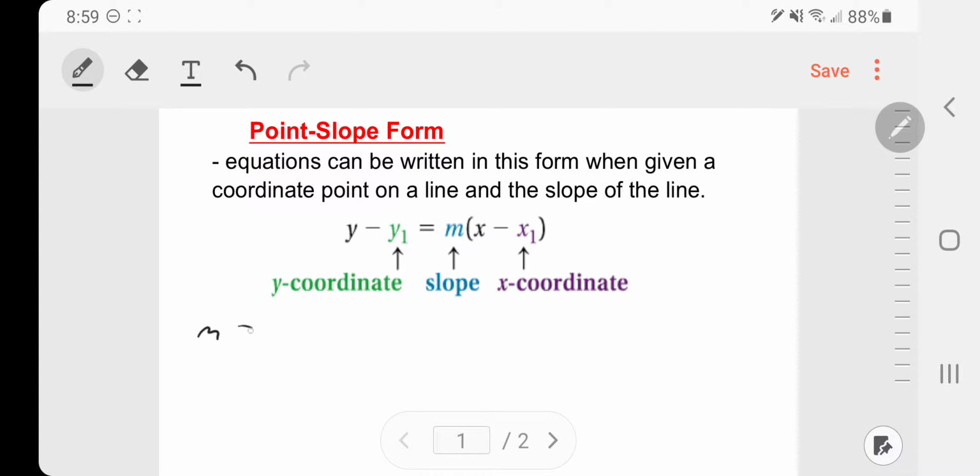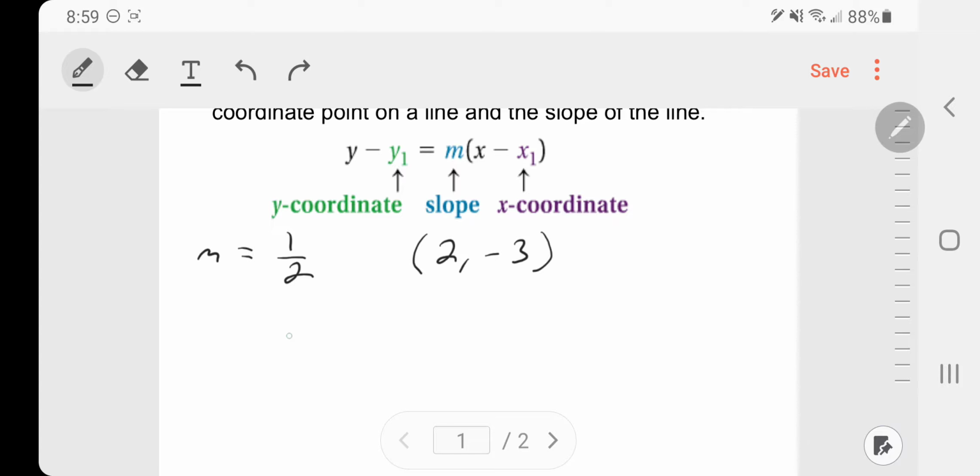Okay, so let's take a look at an example here. If I was to say we had a slope of 1/2 and it contained on the line the point (2, -3), how would we fill in our values here to write it in point-slope form? Okay, so we'd have y minus. Now we have our x1 and our y1 coming from the point, and we obviously have our m. So it would be y minus, and then my y1 is -3, equals my m, which is 1/2, x minus my x1, which is 2.